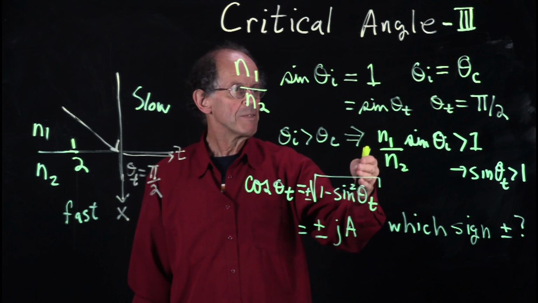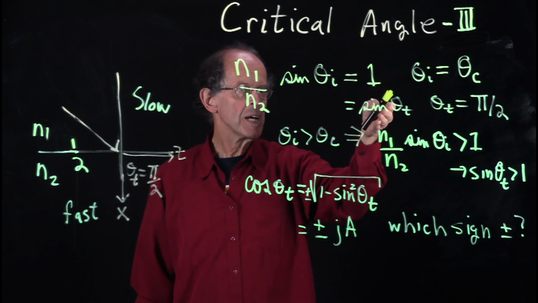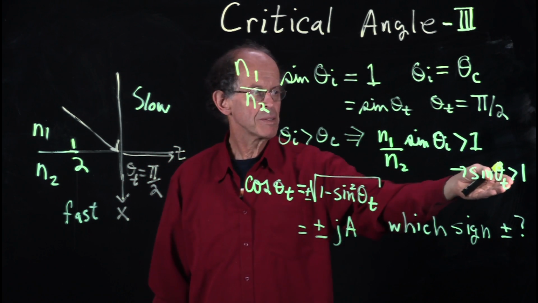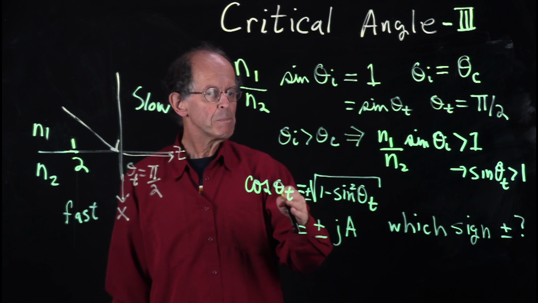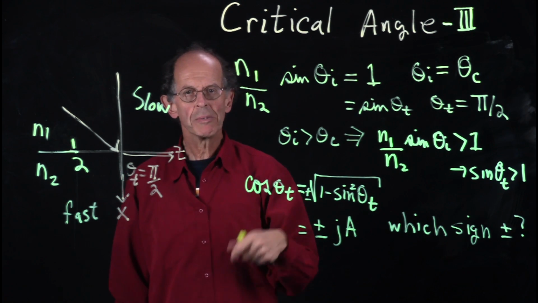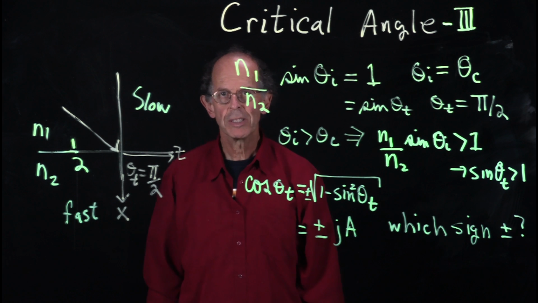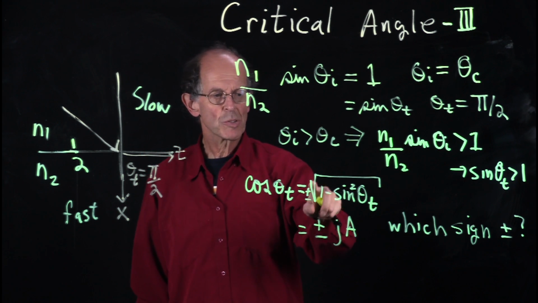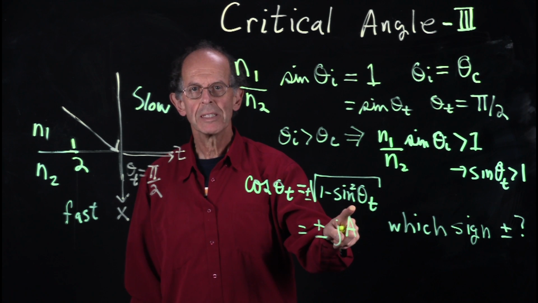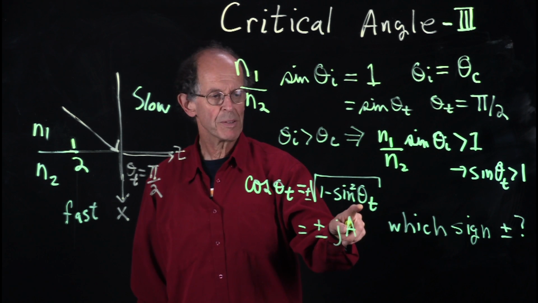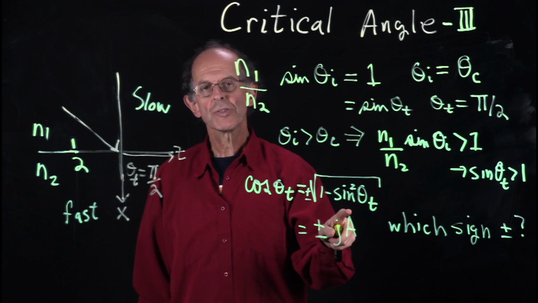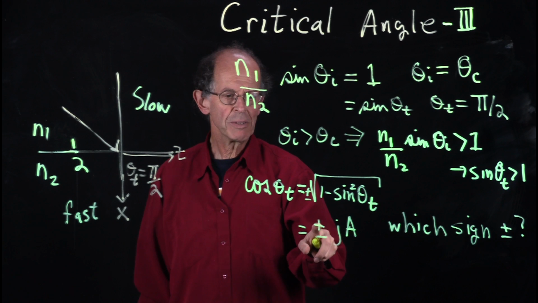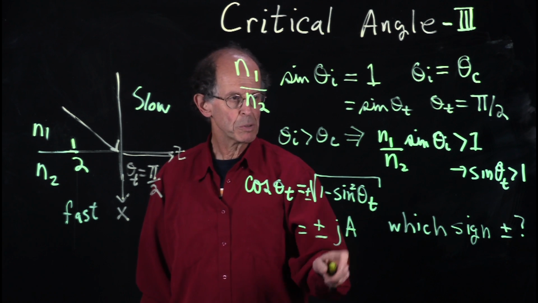So now we have a peculiar situation where sine theta t, which was 1 at critical, now gets bigger than 1. Let's compute the cosine of theta t. Well, we know that cosine squared plus sine squared is equal to 1. So we rearrange that, and we get plus or minus the square root of 1 minus sine squared theta t. But sine theta t is bigger than 1. That means the inside of this square root is negative. And so this is a purely imaginary number. We have the choice of two roots.